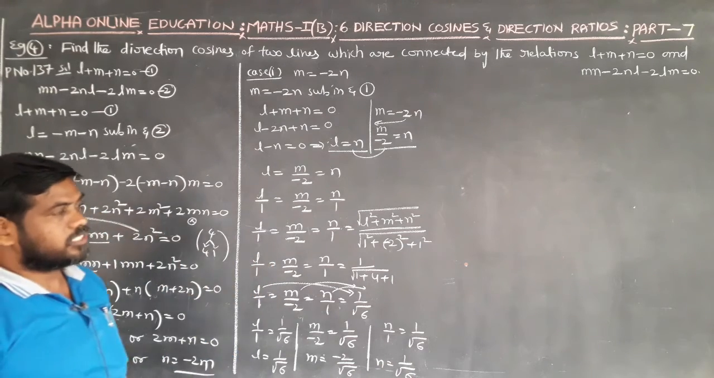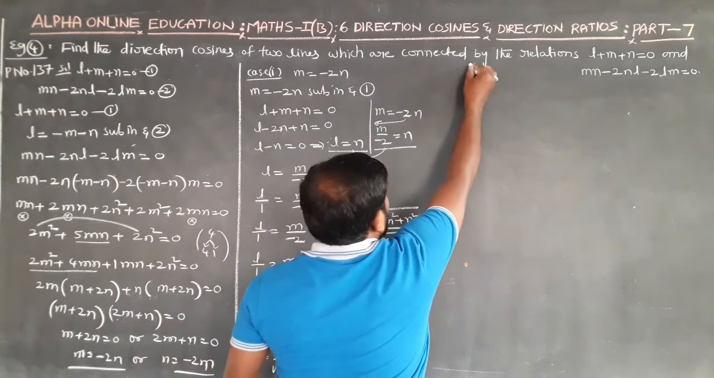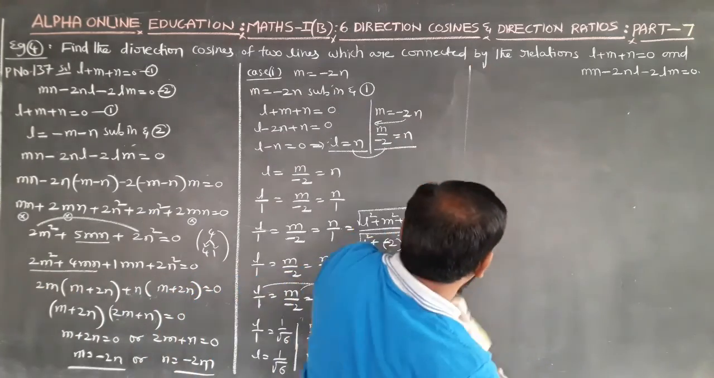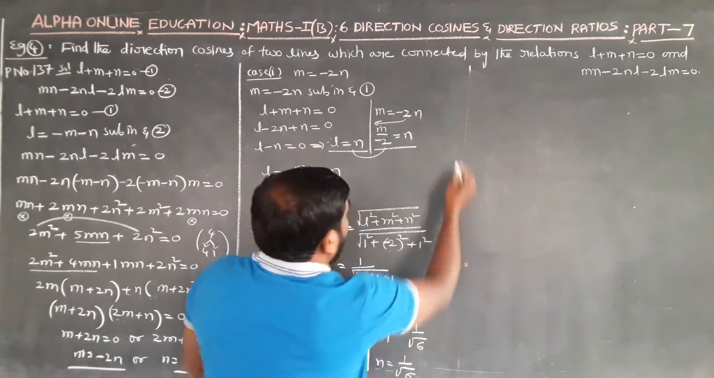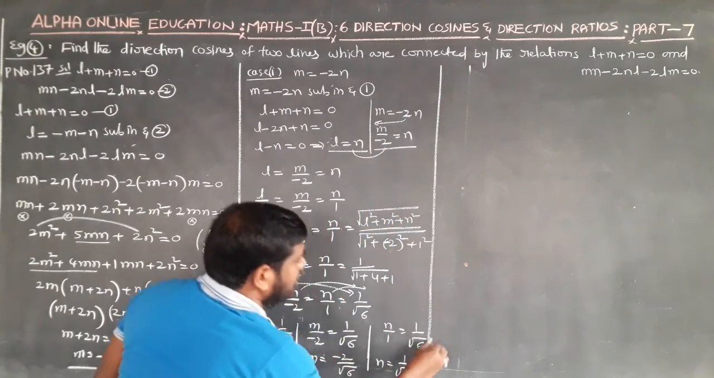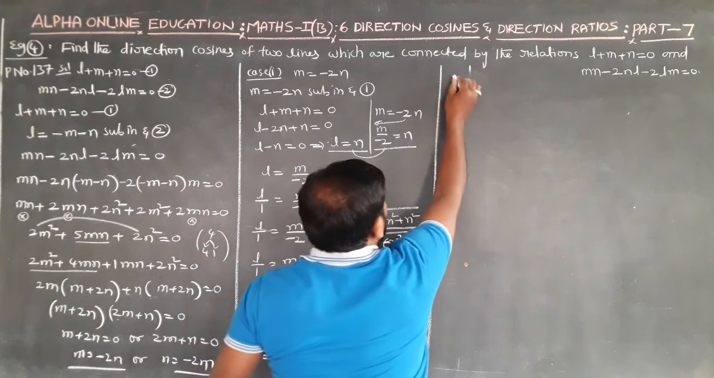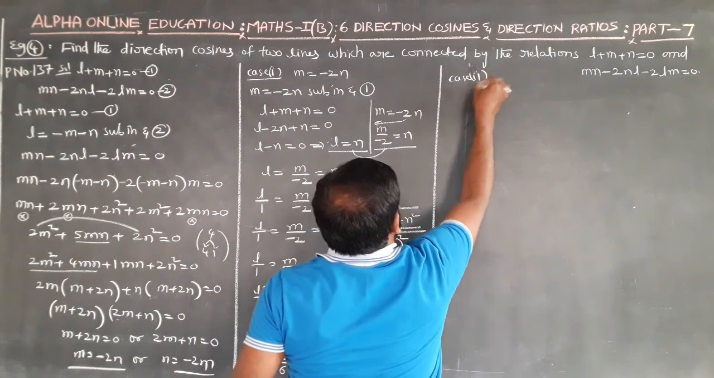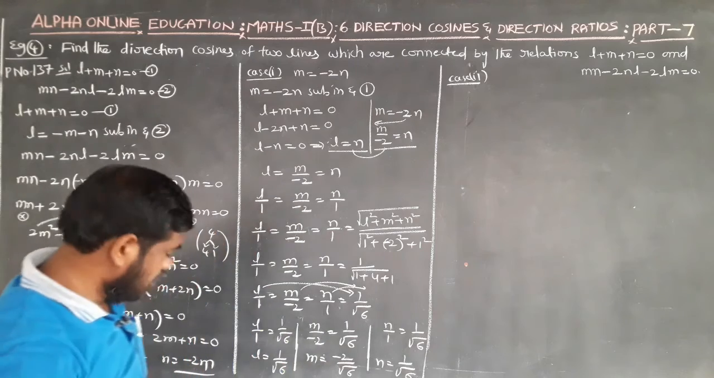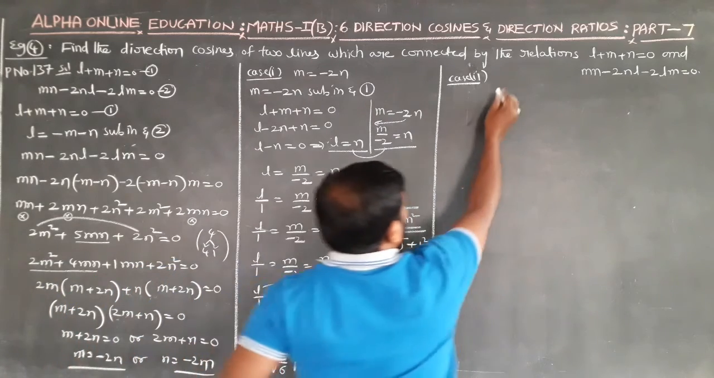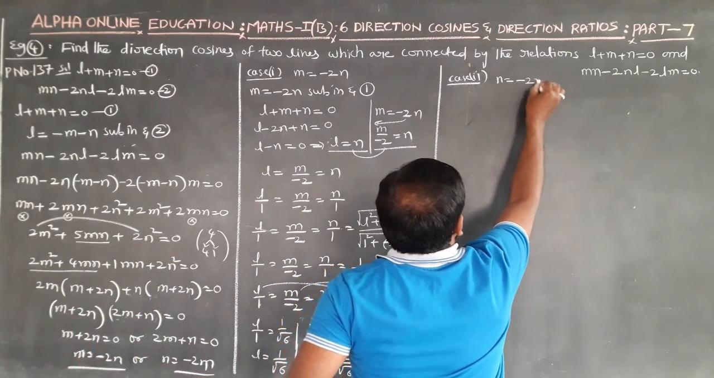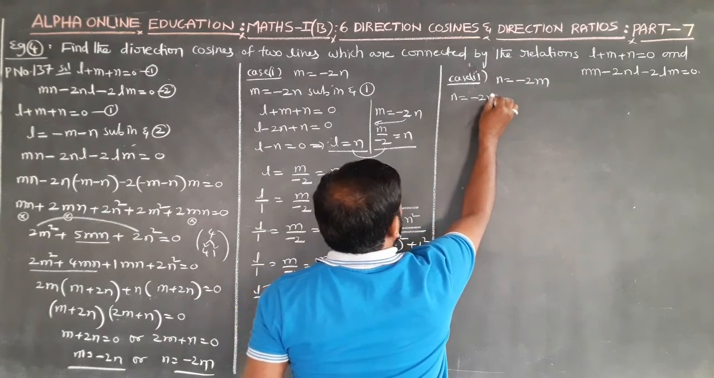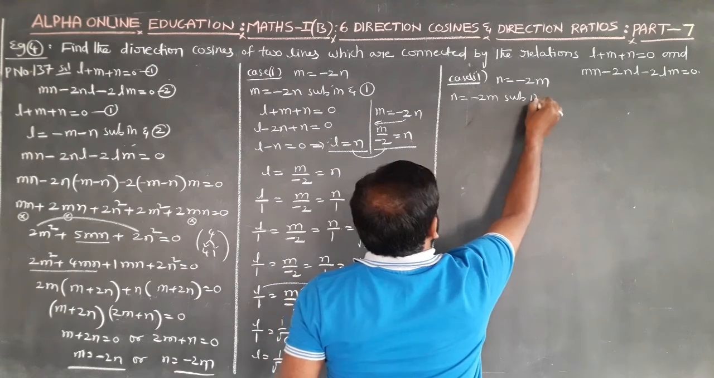So this is the DCs of the first line. Next one is case 2. Case 2: n is equal to minus 2m.